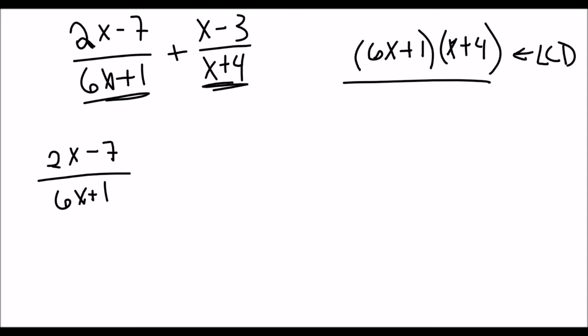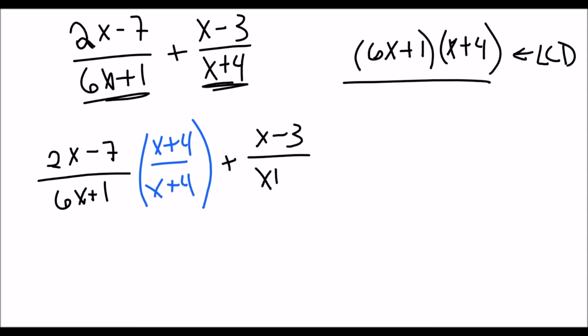And so to multiply by a 1, what the bottom is missing is the x plus 4. So we can multiply by x plus 4 over x plus 4, because we know that that really is just 1 over 1, but it's going to change our fraction, thankfully, which is what we want. We then want to add the next fraction, so x minus 3 over x plus 4.